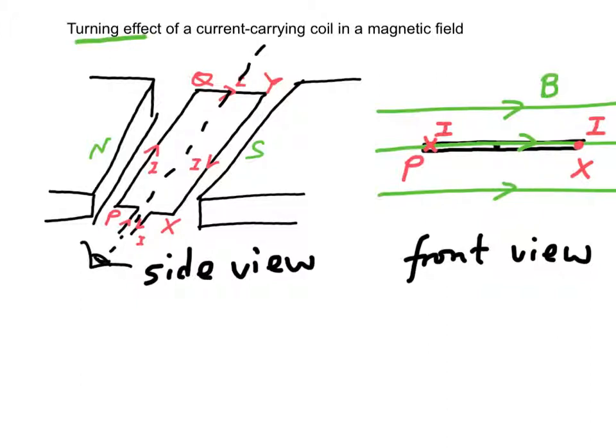Turning effect of a current carrying coil in a magnetic field. Consider a rectangular coil put inside a region of uniform magnetic field produced by two slab-shaped magnets. In the side view, assume the current flows in the direction as shown, and the magnetic field lines are directed from the north pole to the south pole as shown in the diagram.